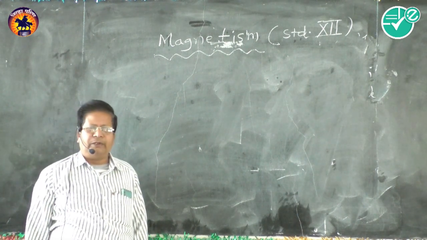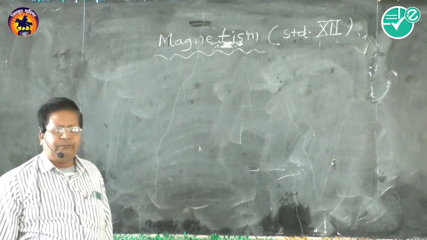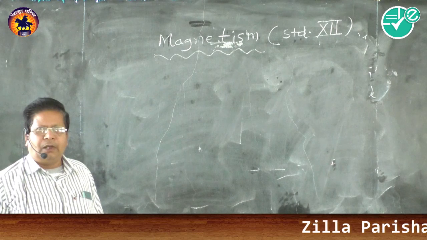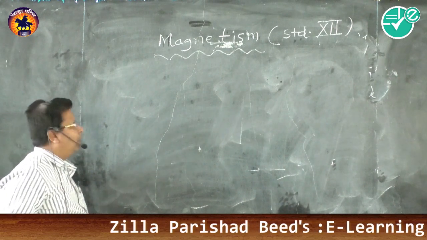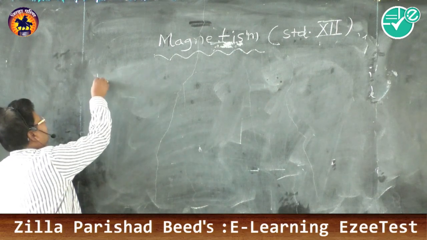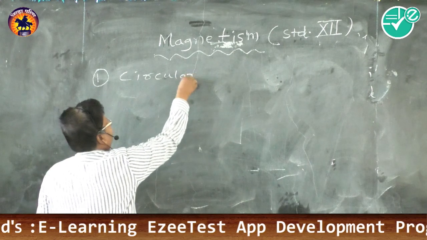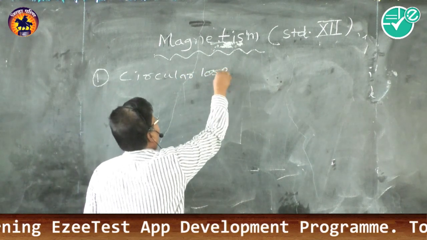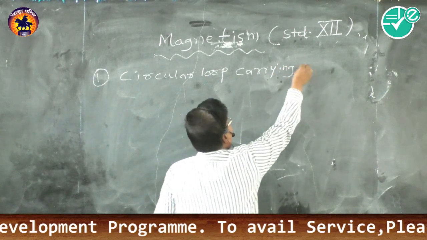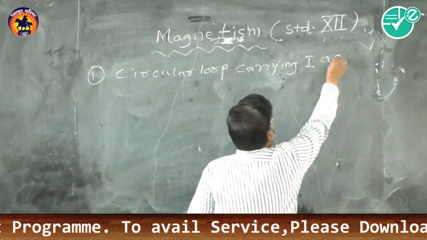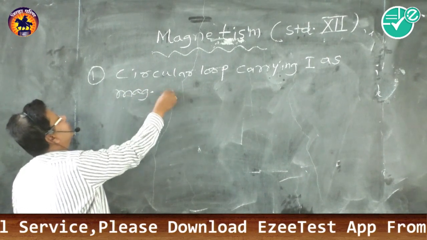Now in standard 12th, again we are going to study the topic magnetism, in which the first article is circular loop carrying current as magnetic dipole.